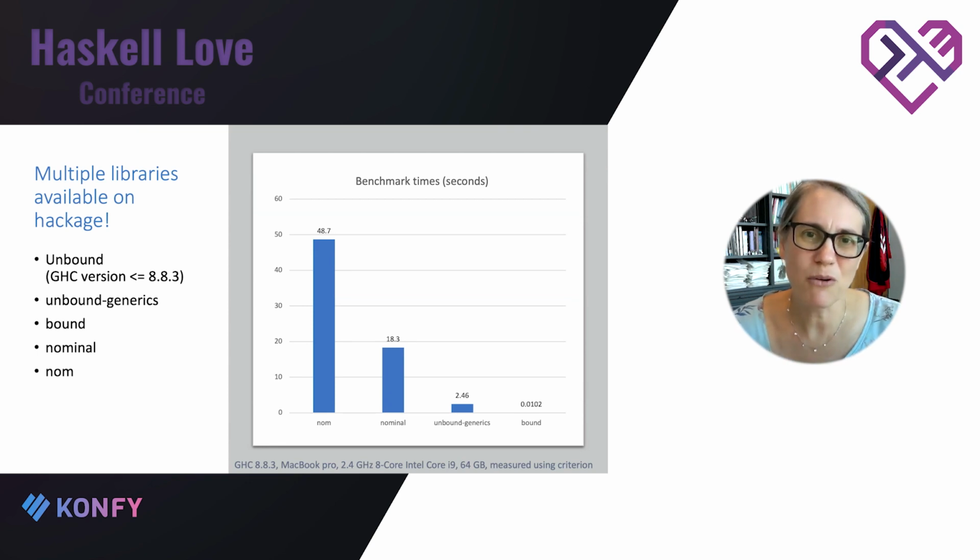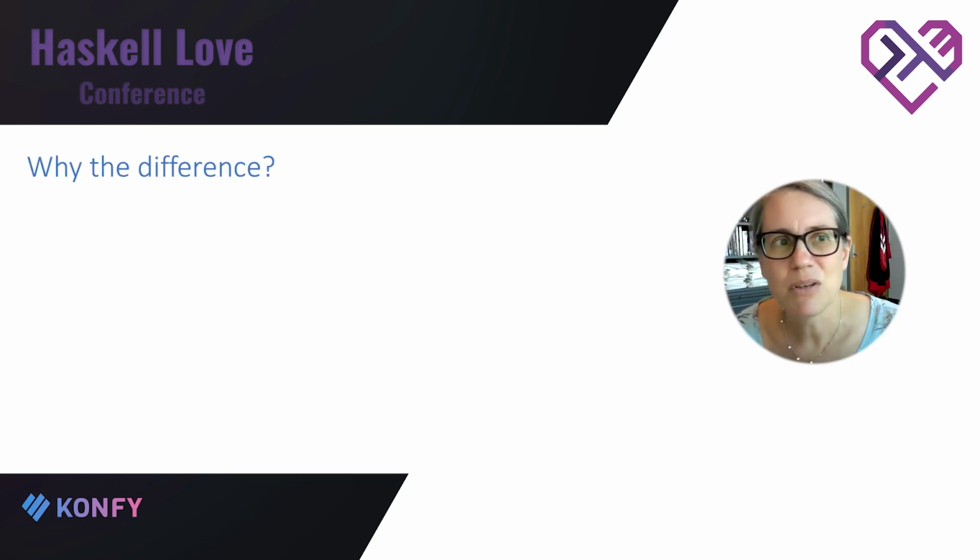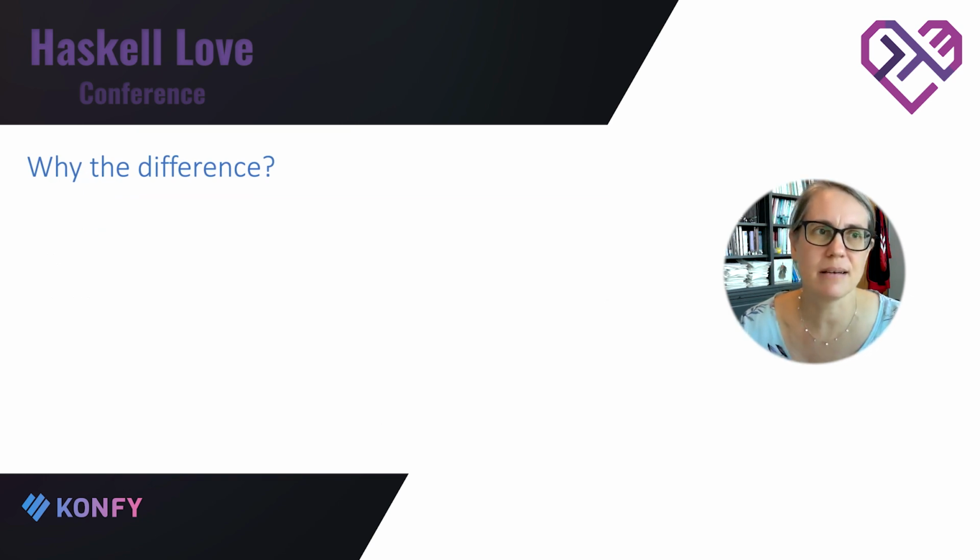So it's a really important question to also ask, what's the fastest way to implement substitution for these binding libraries? What does bound do that the unbound generics and these nominal libraries are not doing? Right, so this is a very stark difference here. So why do we have that difference? How can we understand what the source of that difference is, right?